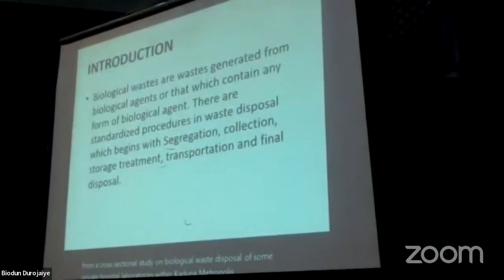By way of introduction, biological waste is waste generated from biological agents or that which contains any form of biological agent. There are standardized procedures in waste disposal, which begin with segregation, collection, storage, treatment, and transport, depending on the type of waste and the risk each waste type presents.